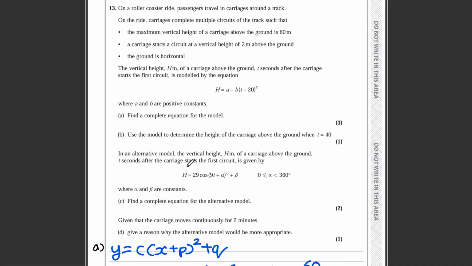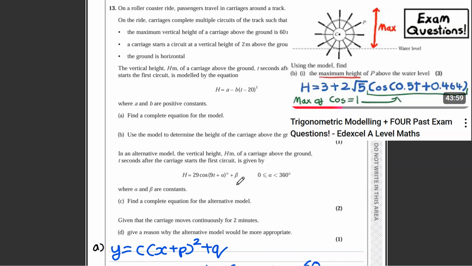Okay, and then for part C, we're given this different model here that is a trigonometric function, and this is h is equal to 29 cos of 9t plus alpha, and this is in degrees, plus beta, where alpha is between 0 and 360 degrees, where alpha and beta are constant. So for part C, we need to find a complete equation for this alternative model for 2 marks. So we essentially just need to find what alpha and beta are. Okay, so this is a trigonometric modeling question.